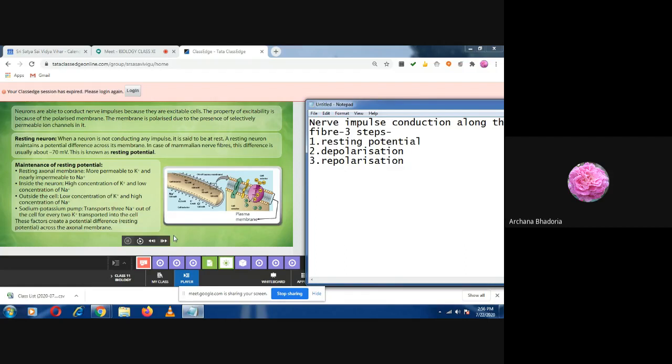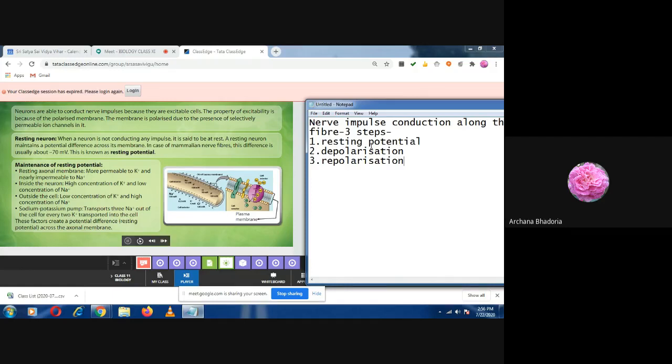So how many steps are there in the nerve impulse conduction? Three steps. Number one, resting potential, then depolarization, and then repolarization. At resting potential time, remember that the cell membrane will be more permeable to potassium and impermeable to sodium. So there will be high concentration of potassium inside the nerve cell and low concentration of sodium.